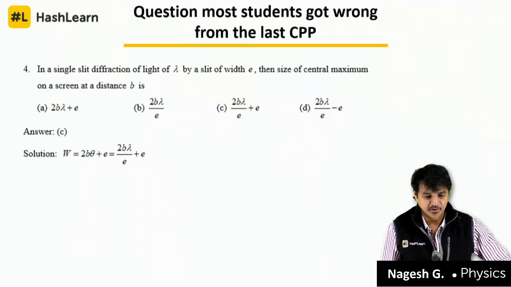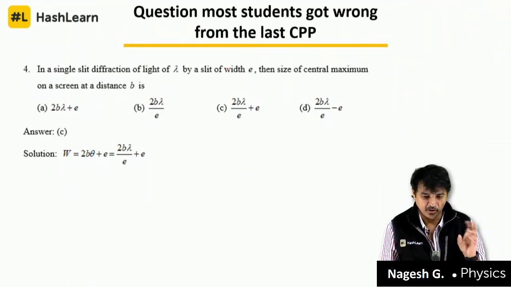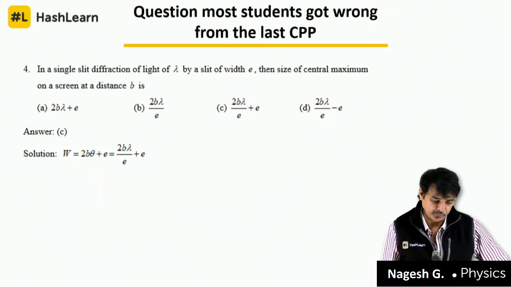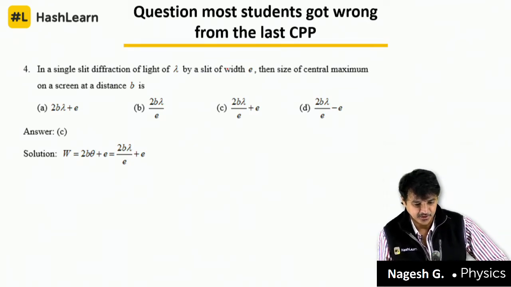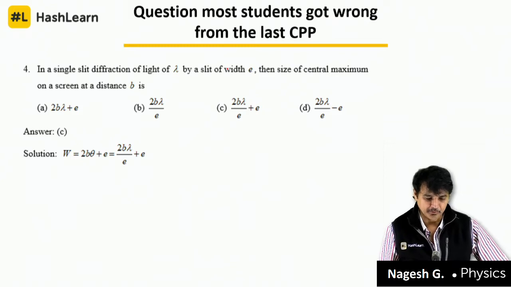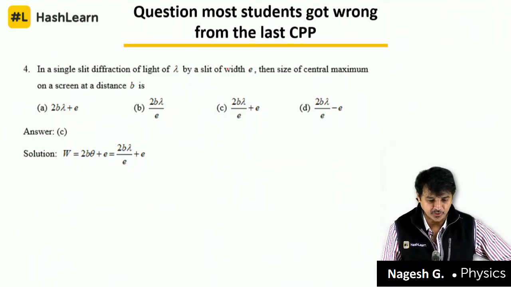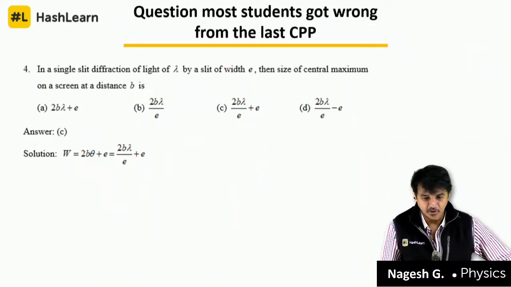In the last session, I had given a problem. In a single slit diffraction, having a wavelength of lambda, by a slit of width small e, find the size of the central maximum on a screen at a distance b. Hi Radhika, very good evening. So, this problem most students got wrong. Maybe a conceptual lagging or a calculation lagging. Anyway, till now I have not started diffraction, but I am giving a briefing regarding this. Hi Indrajit, very good evening boss, how are you?